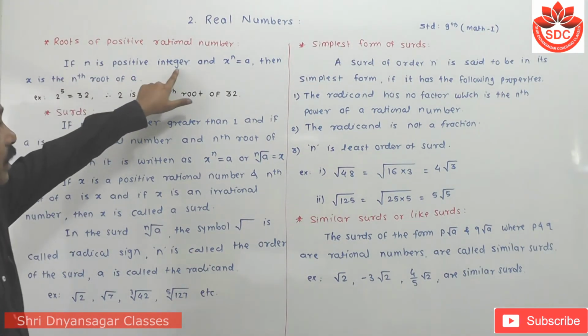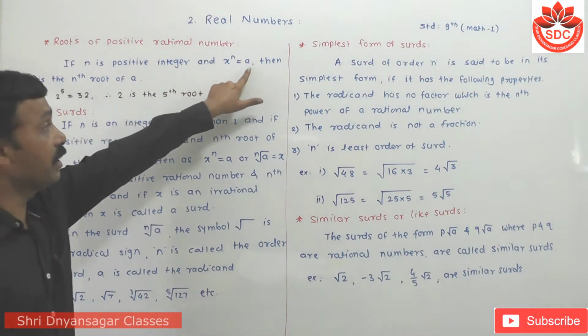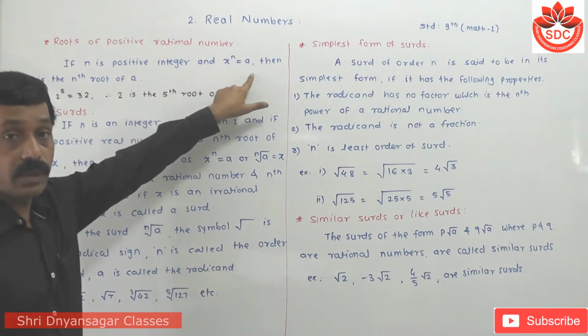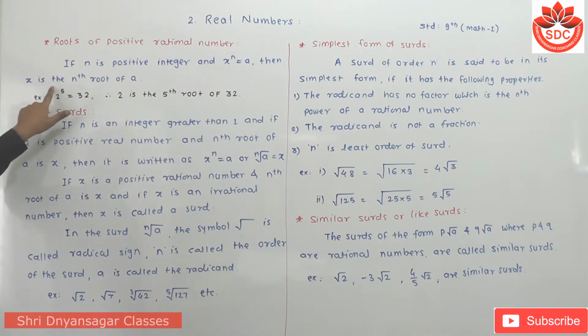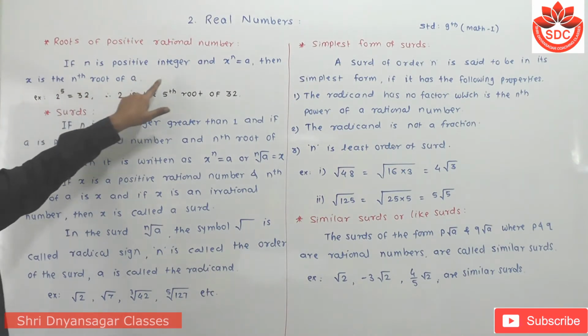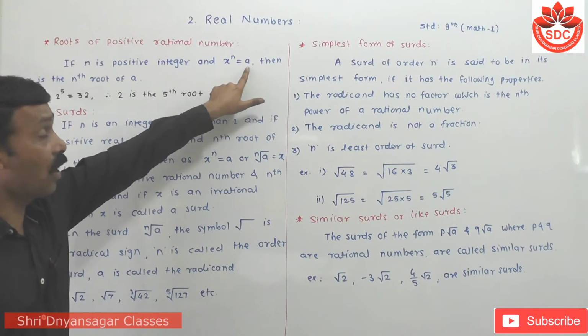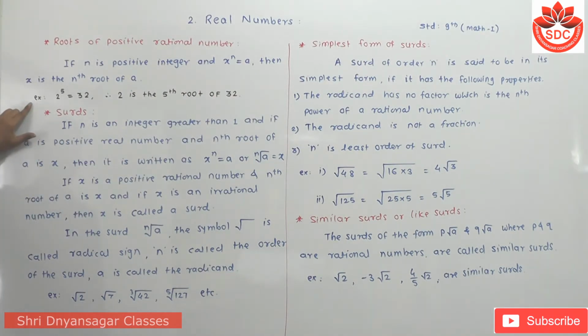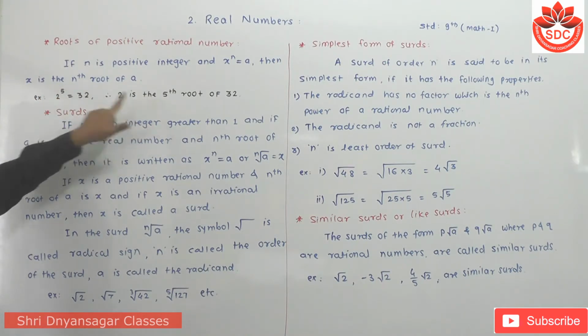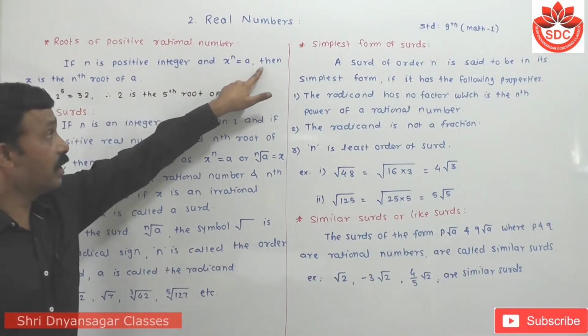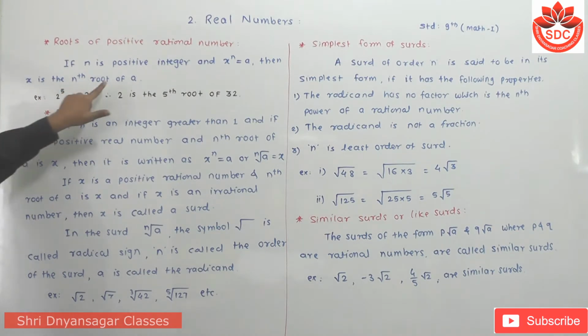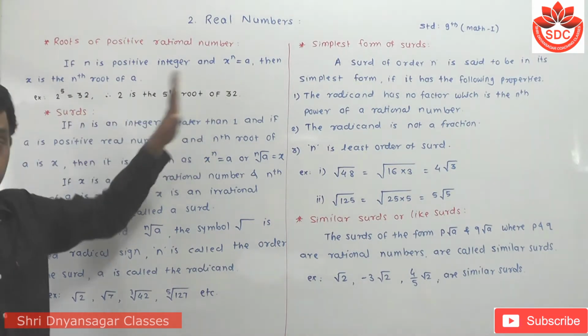If n is a positive integer and x raised to n is equal to a, then x is the nth root of a. For example, 2 raised to 5 is 32, meaning x raised to n is equal to 32. Therefore, 2 is the fifth root of 32.